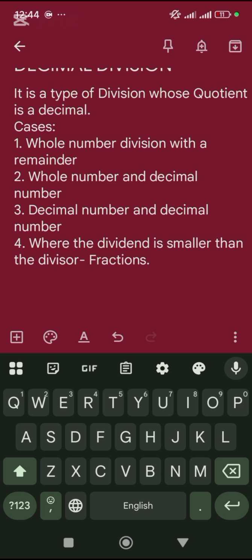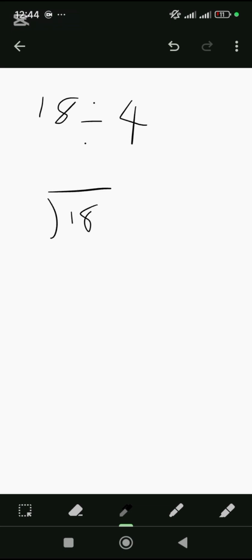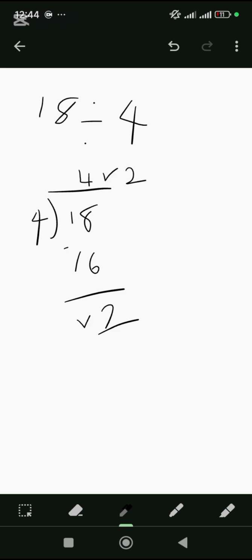But first, let me also elaborate why we do decimal division. So let's go to our drawing board and see what that means. In basic division, for example, when we'd have 18 dividing 4, how many times will 4 be in 18? That will be 4 times. And so we'll have 16 here, and we subtract, and this will be 2. In normal division, we'll say this is remainder 2, and we are correct.